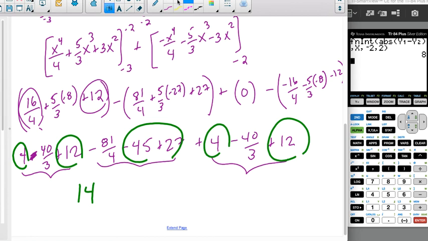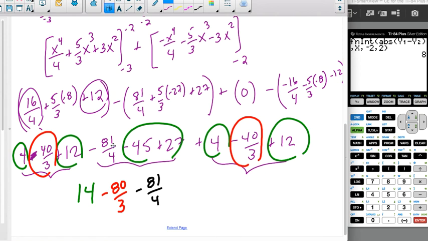I also have some things that are thirds, right? I have a negative 40/3 and another negative 40/3. Unfortunately, they're not opposite signs, but that's okay. I get a negative 80/3. And then I have this poor little negative 81/4, and that's the best I can do. So it looks to me like my common denominator is sadly 12. It's no fun, but it is what it is. So I go ahead and do 12 times 14.